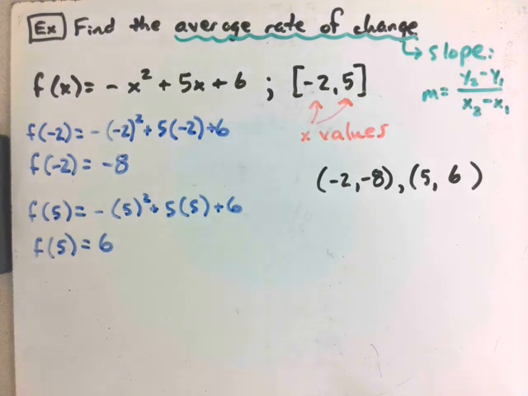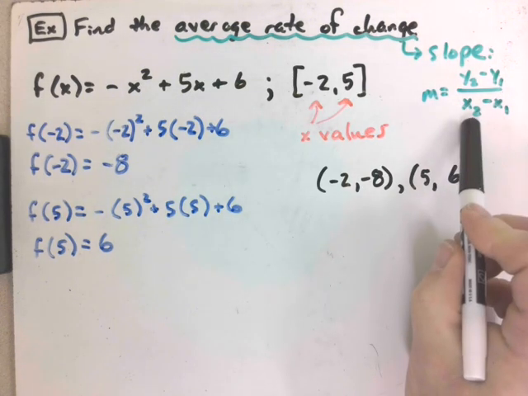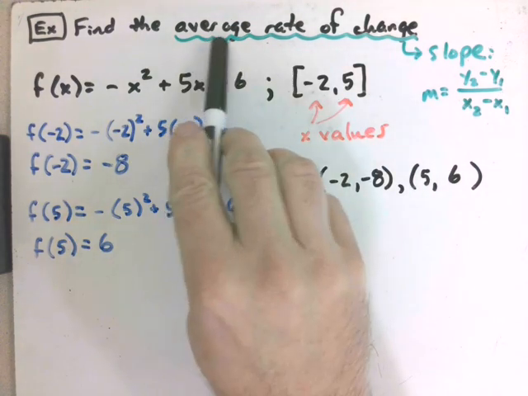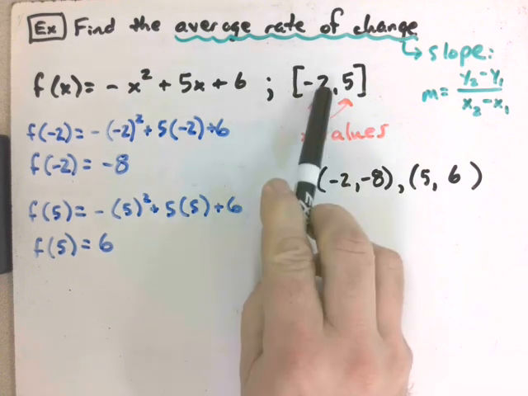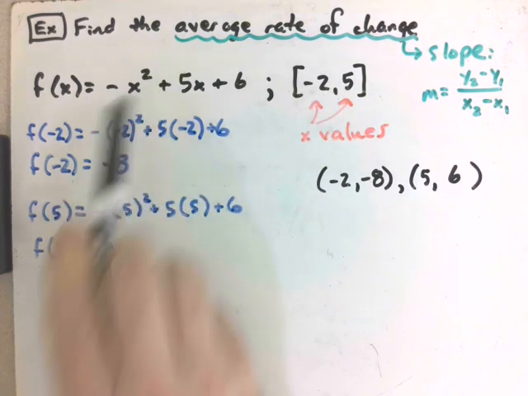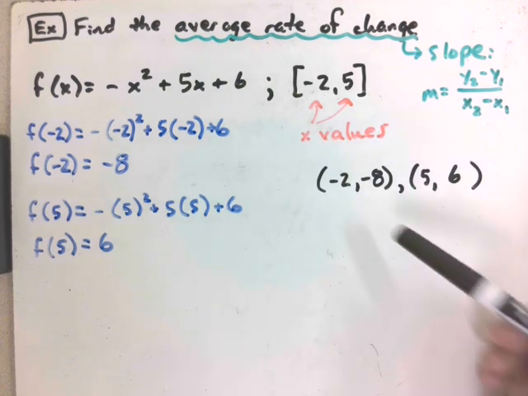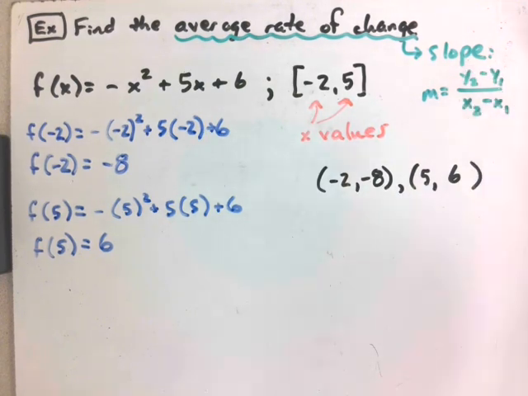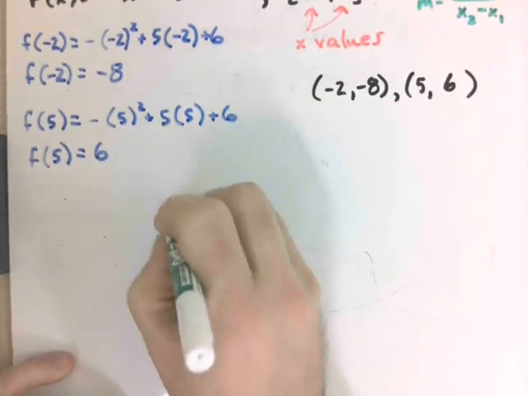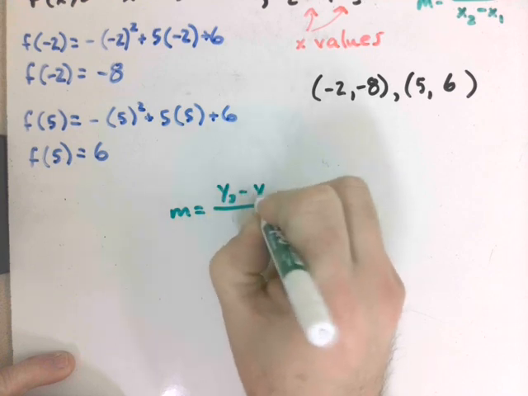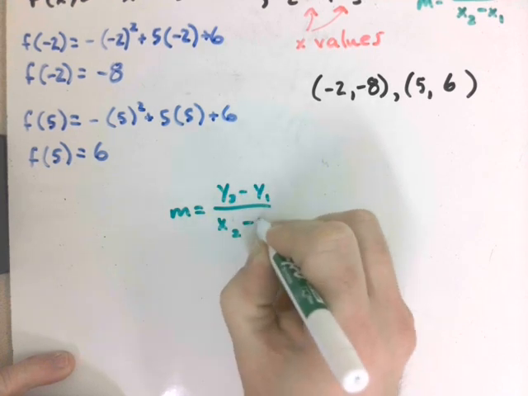If this is a linear algebra course, they would have said find the slope of the line going through these 2 points. For pre-calculus, we are looking at finding the average rate of change. They gave us 2 x's that we had to plug in to figure out our y values, but now from here to the end of the problem, we just need to take these values and plug them into our slope formula. So our slope formula again is y2 minus y1 over x2 minus x1.